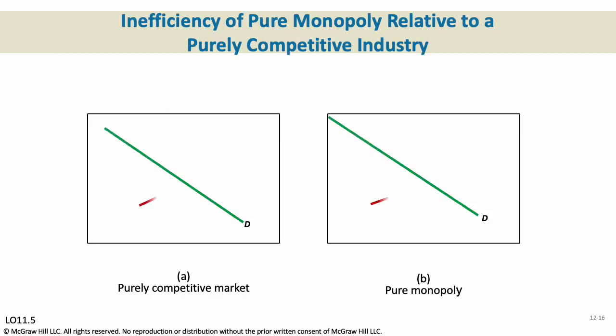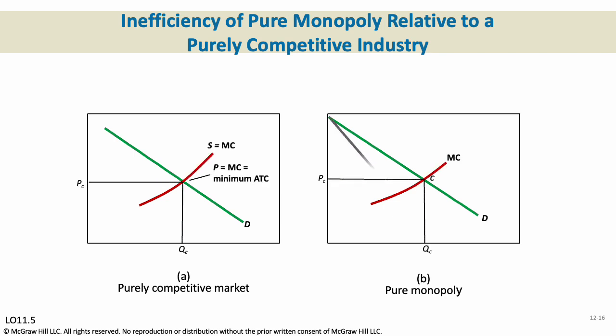So in this set of graphs, we're going to look at a pure monopoly relative to pure competition. In the purely competitive industry, entry and exit of the firms ensures price equals marginal cost at the minimum average total cost output. That's what we looked at in the previous chapter. That's on the left. So PC, or our price, is going to equal marginal cost and your minimum average total cost. And that's equilibrium. And we have productive and allocative efficiency.